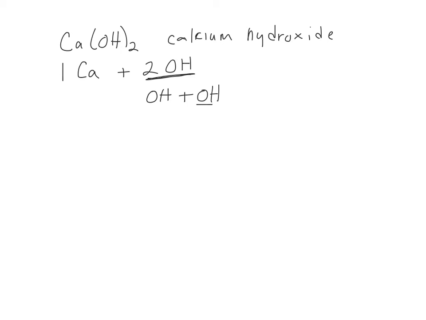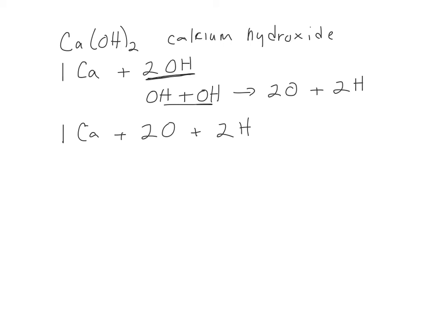And within these, you can hopefully see that you have two oxygens plus two hydrogens. Okay, so all together now, we have one calcium atom, we have two oxygen atoms, and we also have two hydrogen atoms. Okay, so now that we understand the number and type of atoms in the molecule, we can simply add all the masses to obtain the molecular weight.